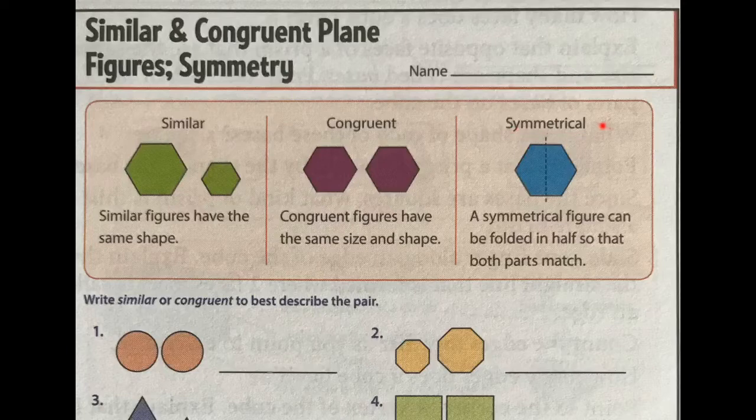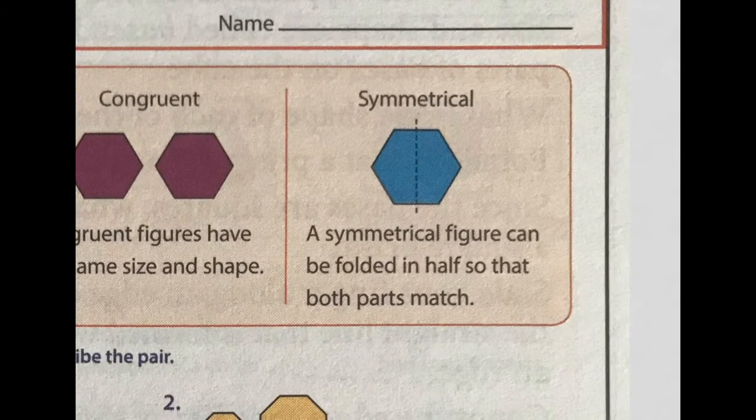Then we have the word symmetrical, and you know that from before, and that just means that you cut it, and if you were to fold it on that cut, it would be exactly identical on both sides, like a mirror image. Okay, so both parts would look the same.